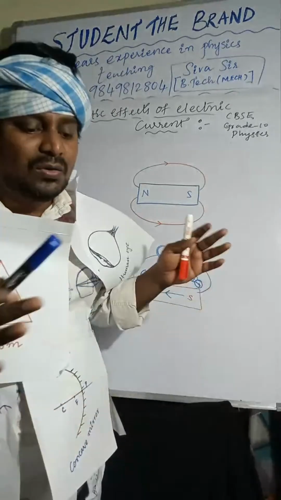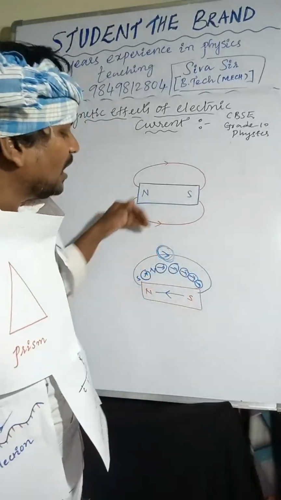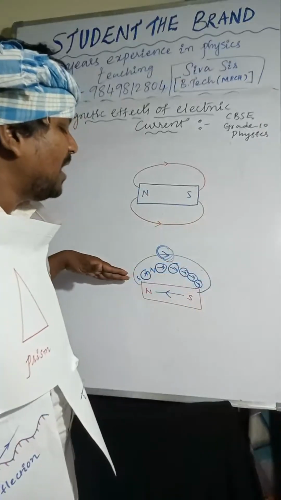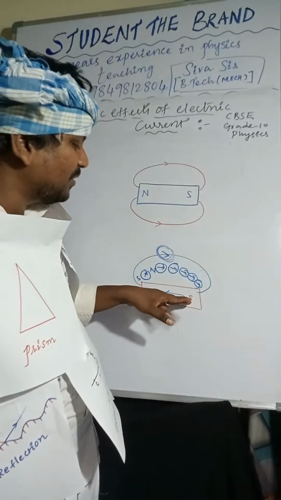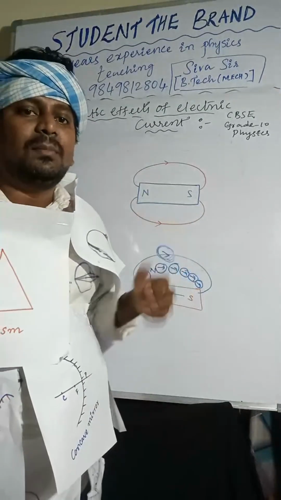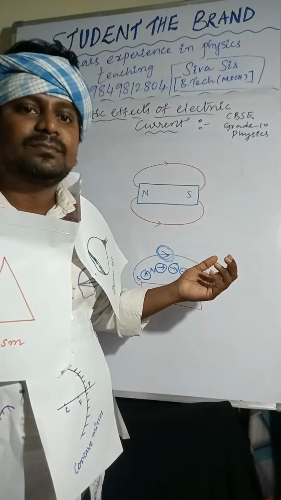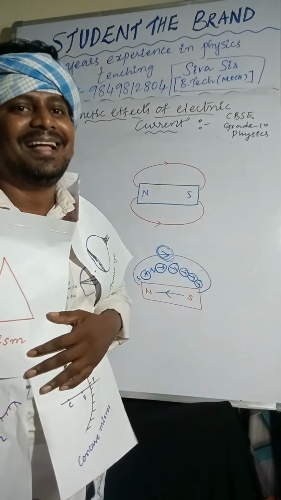Outside means outside of the bar magnet, the magnetic field is north to south. Whereas inside of the bar magnet, the magnetic field will be from south to north. Very, very important. Outside, the magnetic field will be around the magnet.